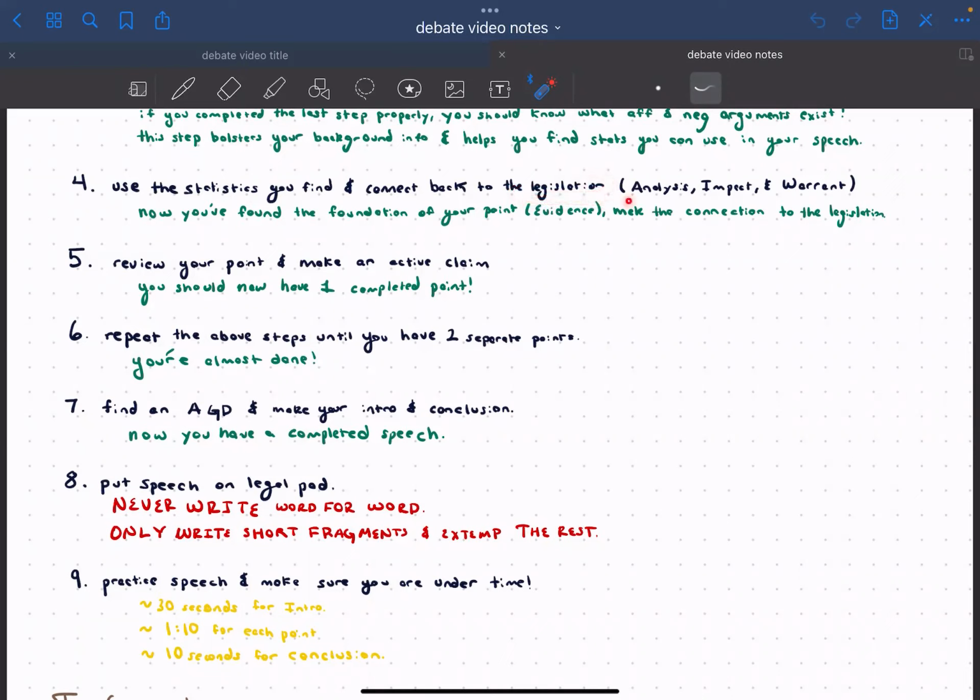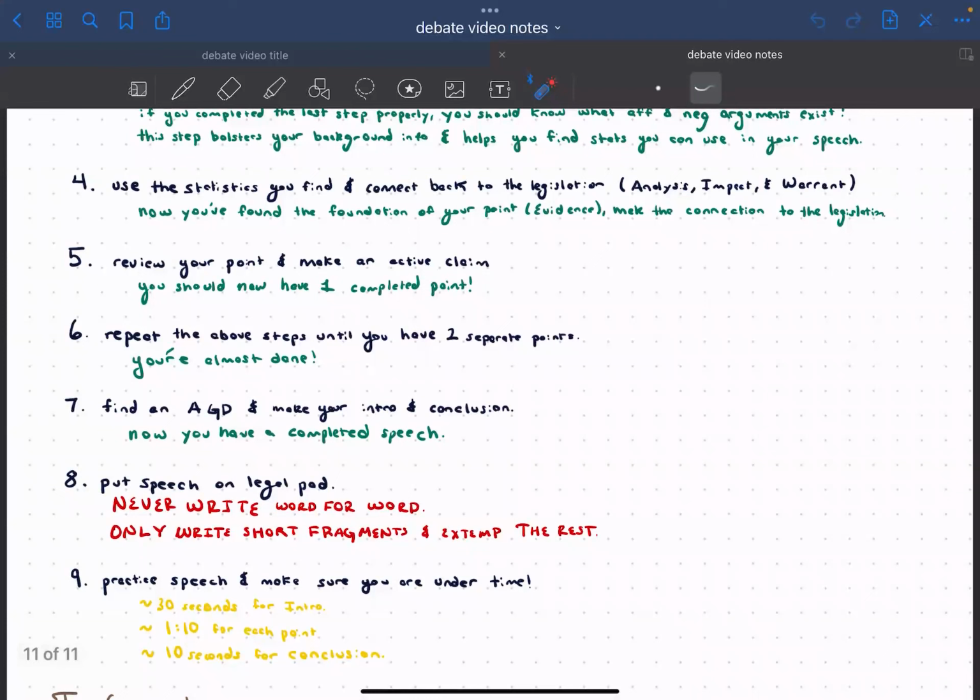This is where we're going to create the analysis, impact, and warrant, the logic behind your point. Analysis, again, following a brief description, is a link between your evidence and the rest of the legislation in your speech, and the impact is why this really matters, the humanization aspect of these particular arguments. Now that you've found the foundation of your point, the evidence, you can make the connection to the rest of the legislation.